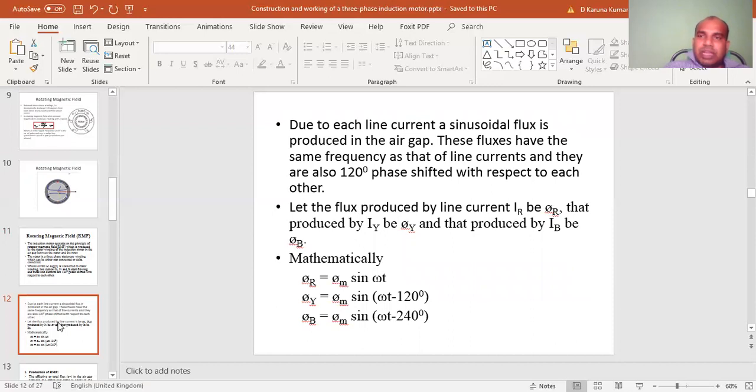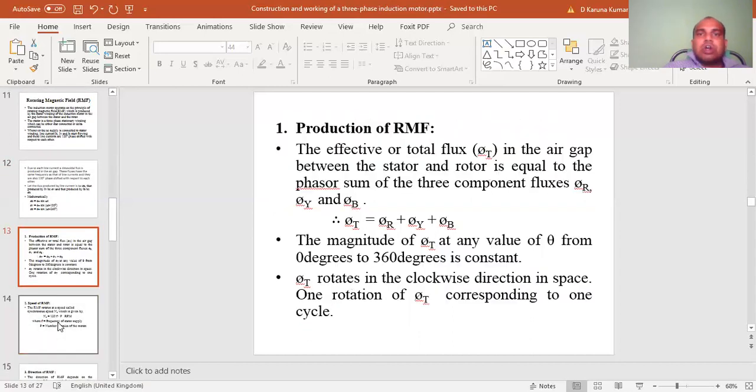Of the fluxes produced by the line currents, phi R is produced by the line current IR, phi Y is produced by IY, and phi B is produced by IB. Phi R equals phi m sin omega t, phi Y equals phi m sin(omega t minus 120), and phi B equals phi m sin(omega t minus 240).